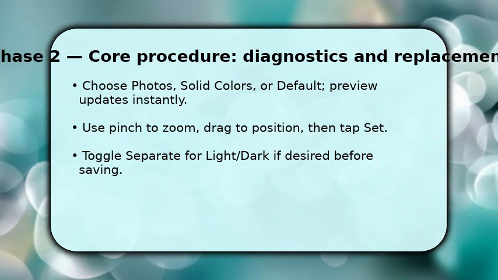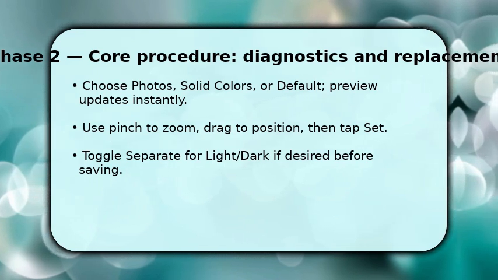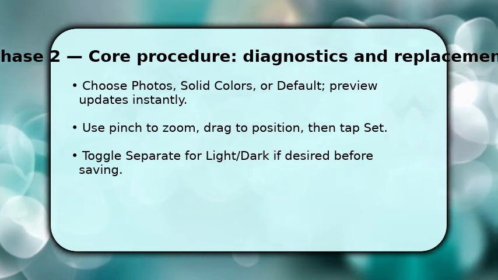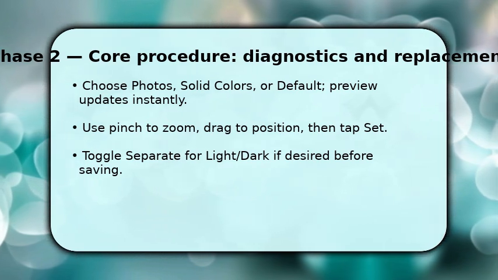Use pinch gestures to zoom and drag to reposition the frame. This changes how messages overlay the image, so adjust for legibility. Once it looks right, tap Set to apply. Note you can enable separate for light and dark to keep contrast in both modes.